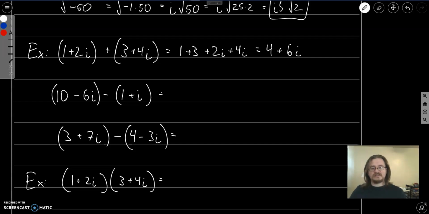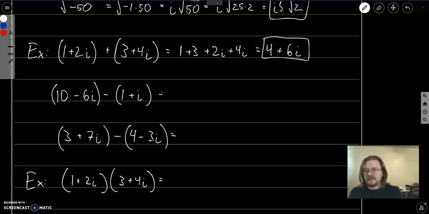And the 4 does not have an imaginary number attached to it. The 6 does. So these are distinct terms. We can't add those together. This is as simple as we can make this. So that's all the way down to the simplest forms.